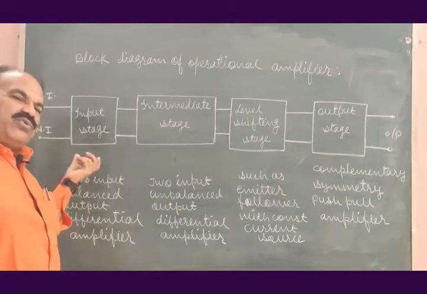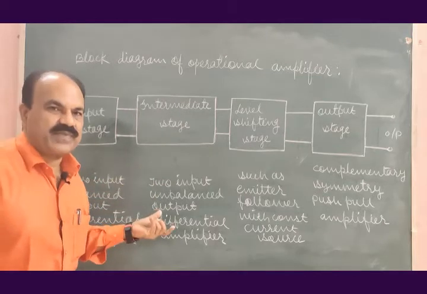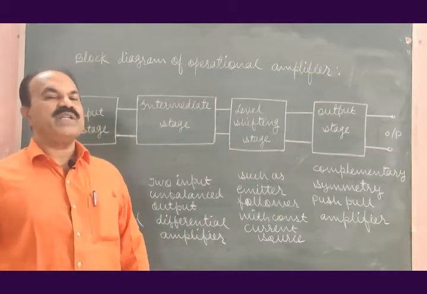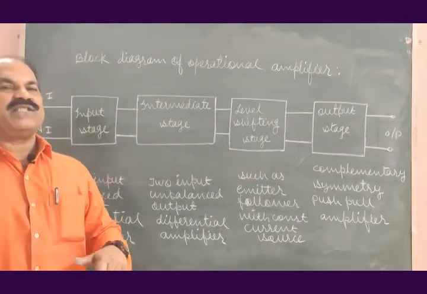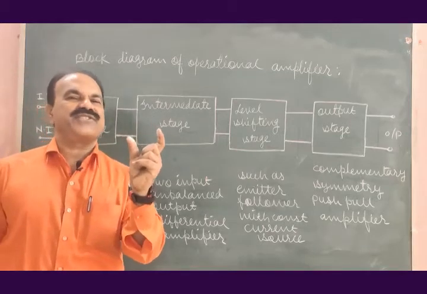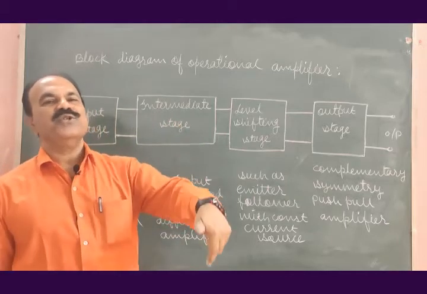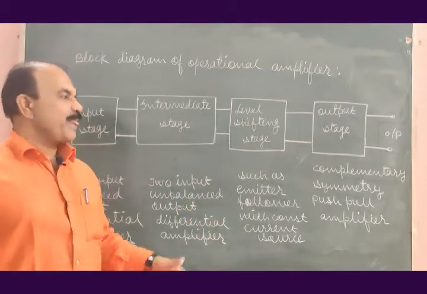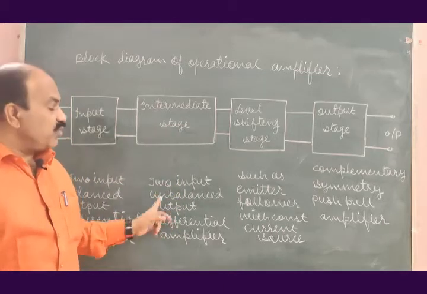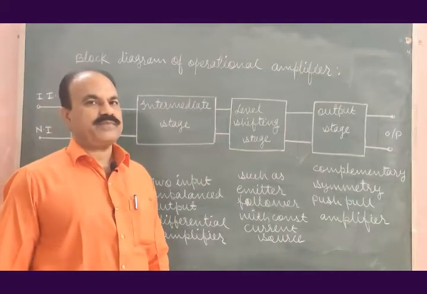This is just similar to the input stage with only one difference. This is a differential amplifier with two inputs but unbalanced output. Output is not taken between two collectors. Output is taken at one of these two collectors with respect to ground, and therefore this intermediate stage is known as two input unbalanced output differential amplifier.